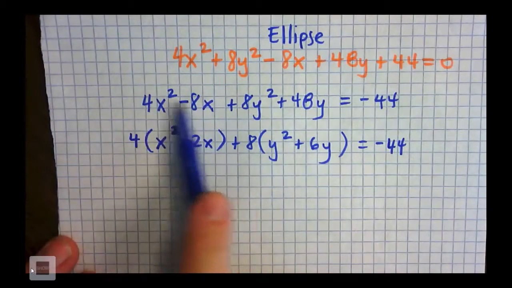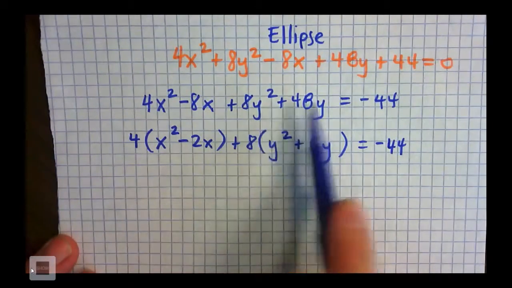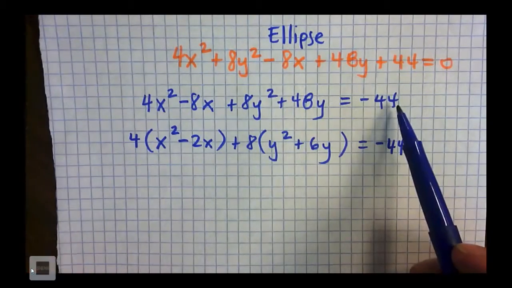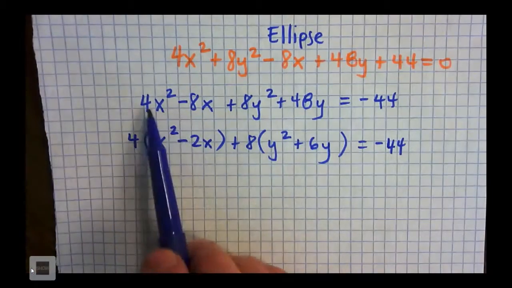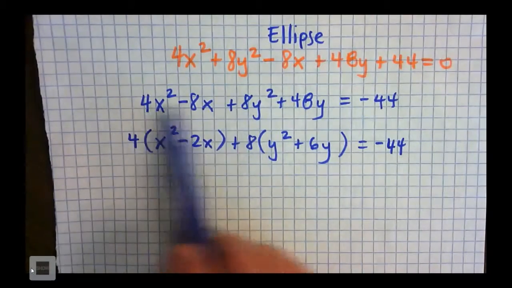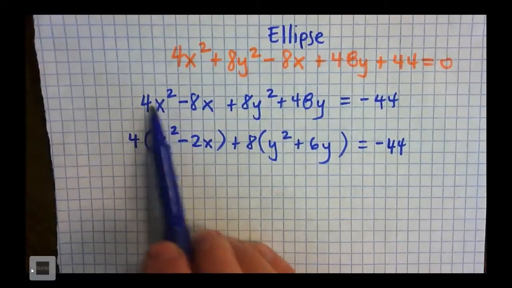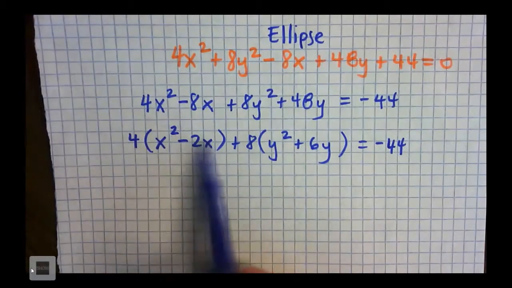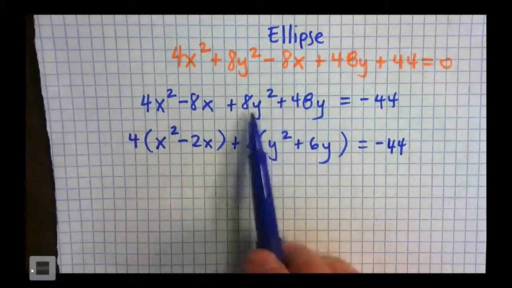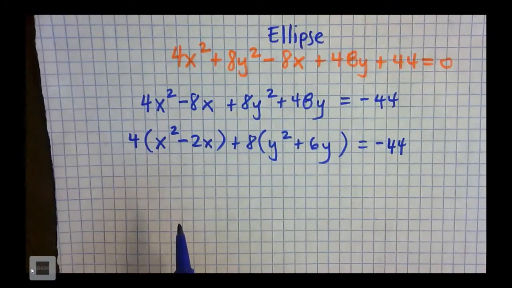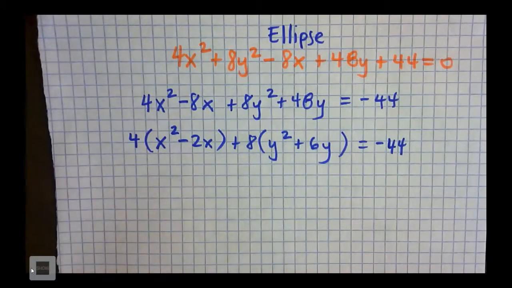Alright guys, as you can see that I grouped my x's together, I grouped my y's together, and then I got the number by itself on the other side. And if you notice, my first terms have a number other than 1 in the front, so I want to factor out a number of the x's. I can take out a 4, this is what I have left. I can take out an 8, this is what I have left once I do that. And now we can actually do CTS.